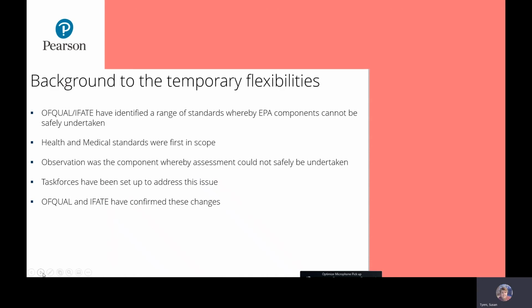So the background to the temporary flexibilities: Ofqual and IFATE have identified a range of standards whereby EPA components cannot be safely undertaken. Health and medical standards were first in scope. Observation was the component whereby assessment could not safely be undertaken during COVID, as we weren't undertaking any face-to-face assessments. A task force was set up to address the issue, and Ofqual and IFATE have now confirmed changes to these standards, and today we're looking at Learning Mentor.